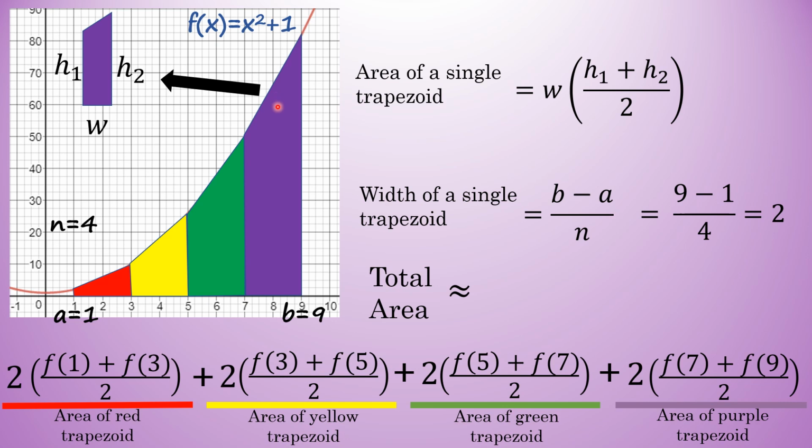Now, notice that in each consecutive trapezoid, the second term in the numerator is equal to the first term in the next numerator. F of 3 ends the numerator of the area formula for the red trapezoid and begins the numerator in the area of the yellow trapezoid. The yellow trapezoid's formula ends in f of 5. The green trapezoid's begins at f of 5. We'll use that fact when we continue.